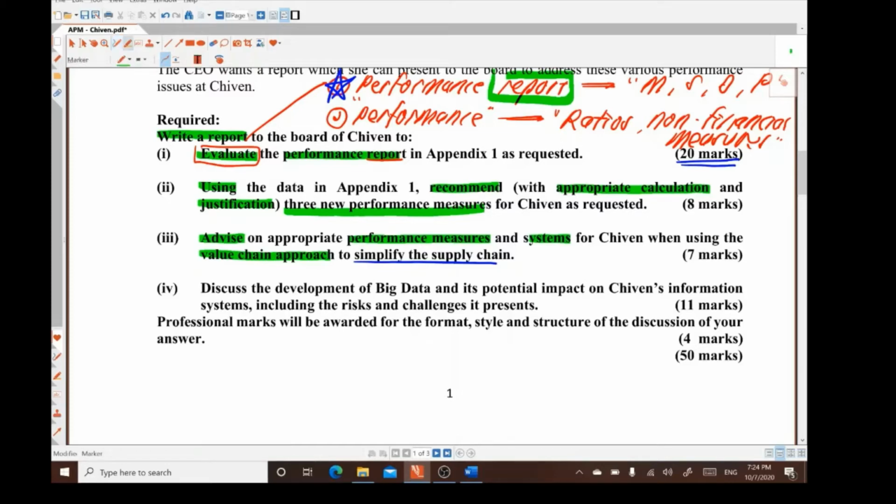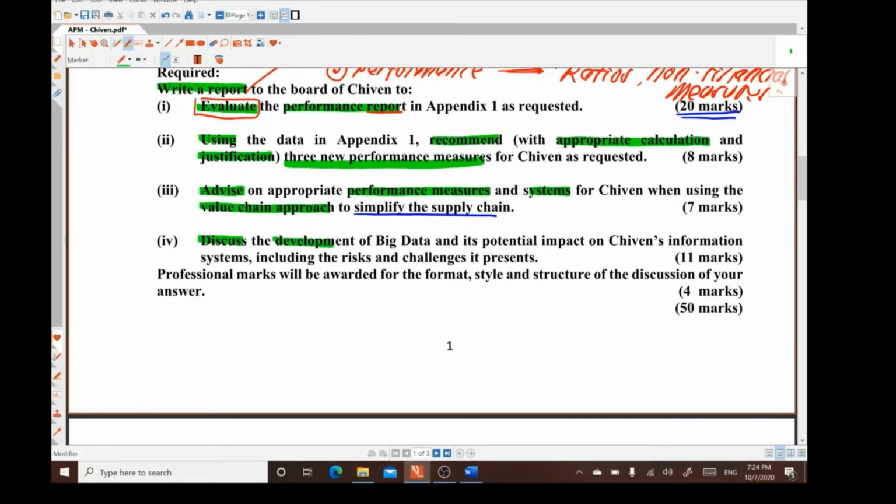Now, as I mentioned just now, it is also important for you to look at this part, where they said to discuss the development of big data and its potential impact on Shivan's information system. Can you see that? As I mentioned in the introduction, most of the time in your Section A case study, we expect to see questions on IT or the information system, including any form of risks and challenges that it presents.